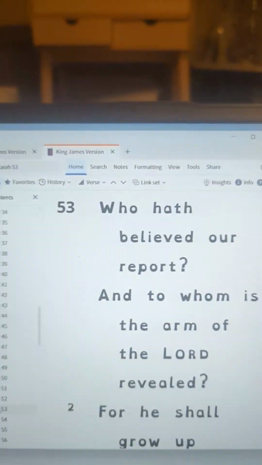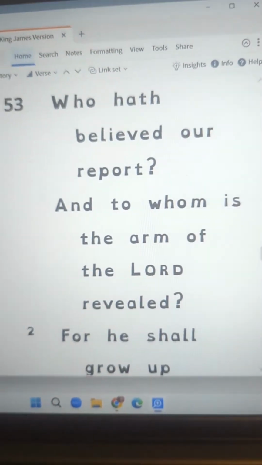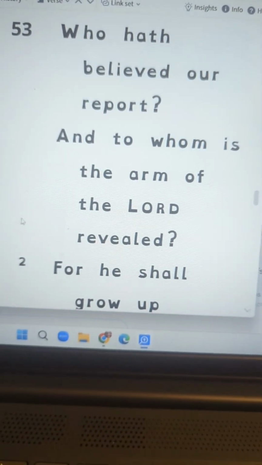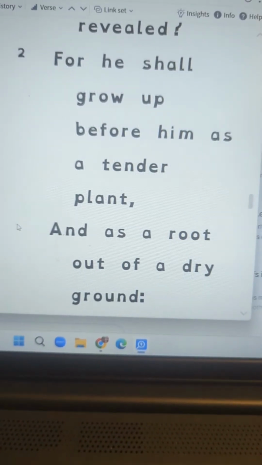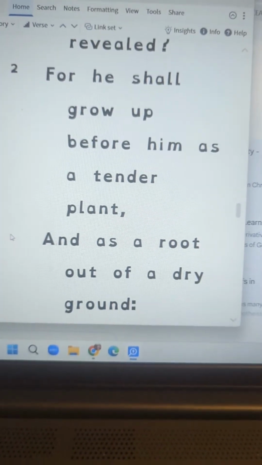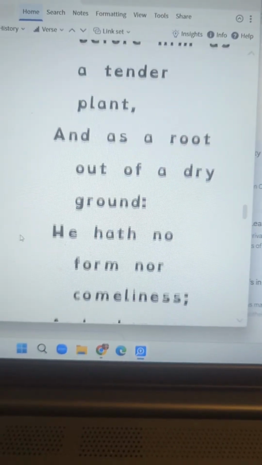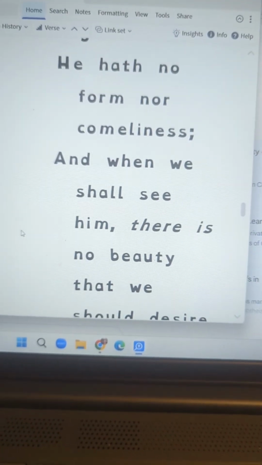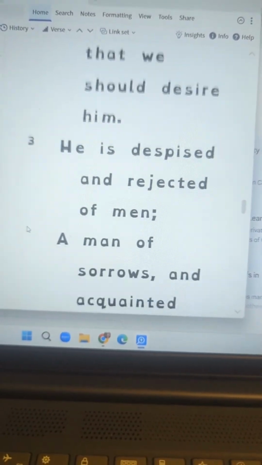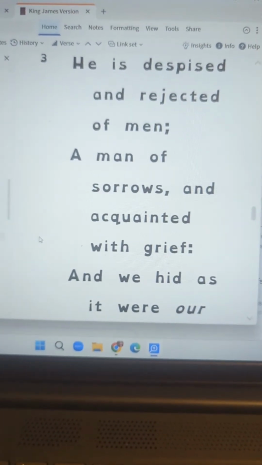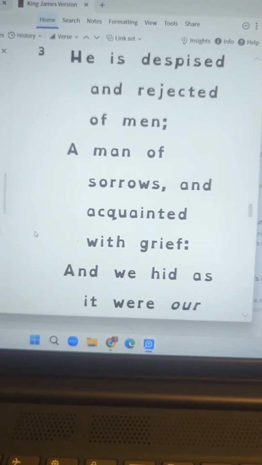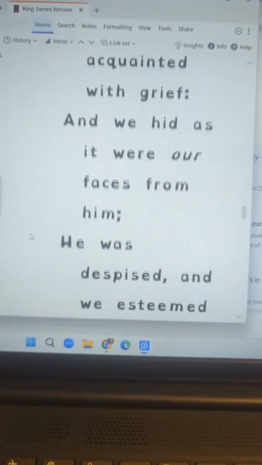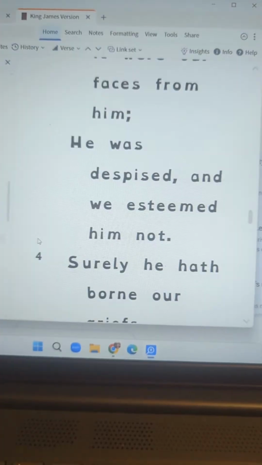Actually, this is Isaiah 53. Who hath believed our report, and to whom is the arm of the Lord revealed? For he shall grow up before him as a tender plant, and as a root out of a dry ground. He hath no form or comeliness. When we shall see him, there is no beauty that we should desire him. He is despised and rejected of men, a man of sorrows and acquainted with grief. And we hid, as it were, our faces from him. He was despised, and we esteemed him not.